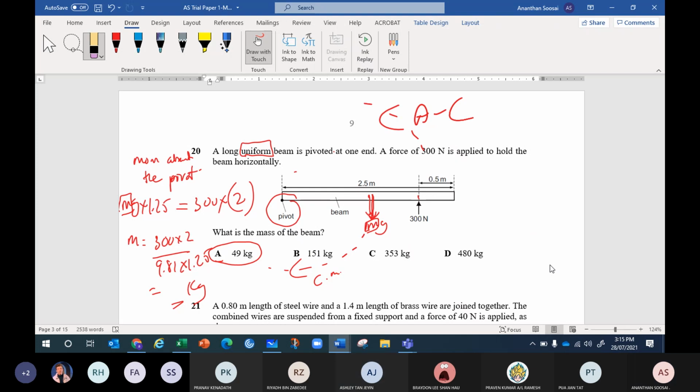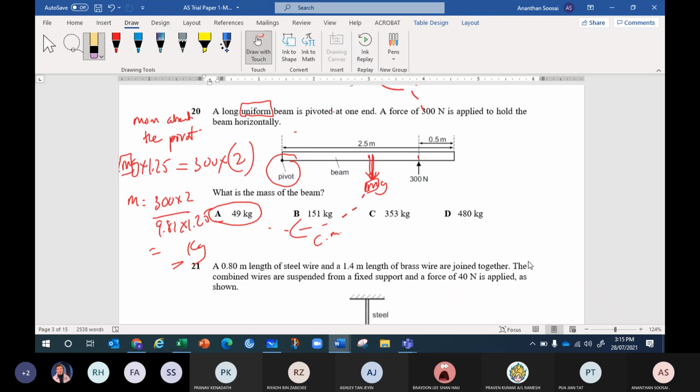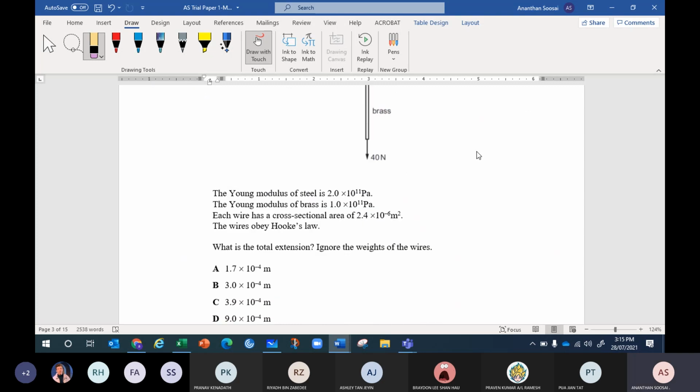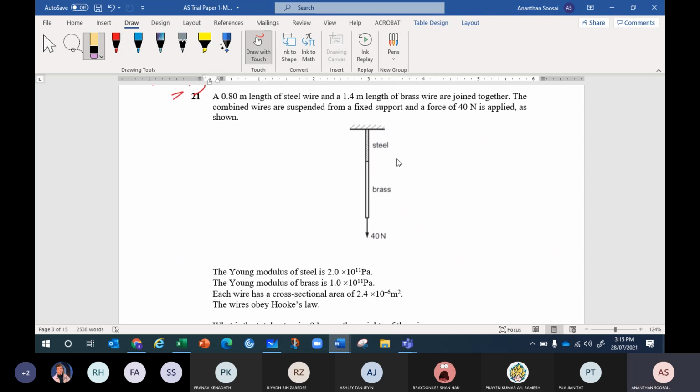21. Deformation of solids. Okay. So the steel wire is 0.8 meter long, and the brass is 1.4 meter. They are joined together. The combined wires are suspended from a fixed support with a force of 40 Newton.